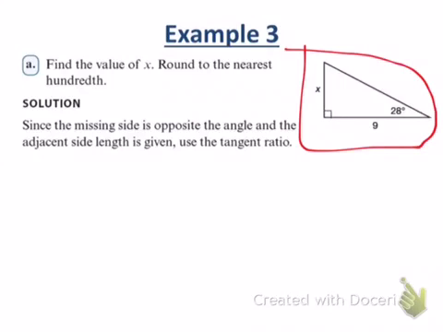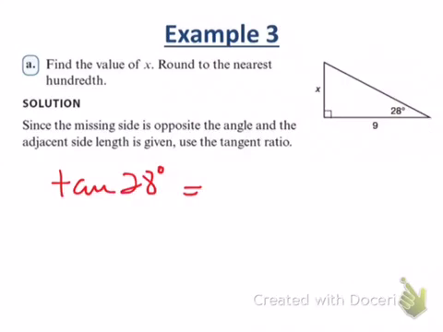Now we're given a couple of pieces of information here. What are we given? An angle. We're given an angle, and we're given the two what? The adjacent and the opposite. We're given the two legs, right? Which trig ratio involves the two legs only? Tangent. So here's what you have to do to solve this problem. The tangent of 28 degrees is equal to what? X over 9. Okay? The tangent of 28 degrees is equal to x over 9.